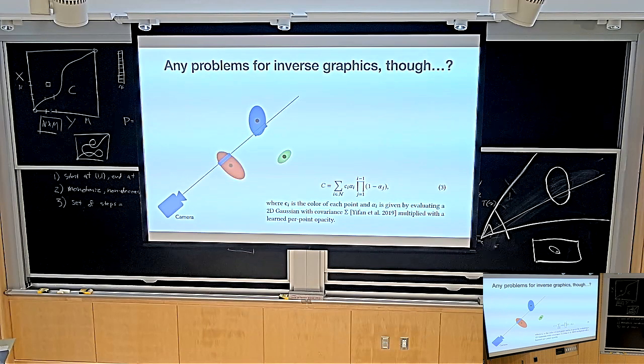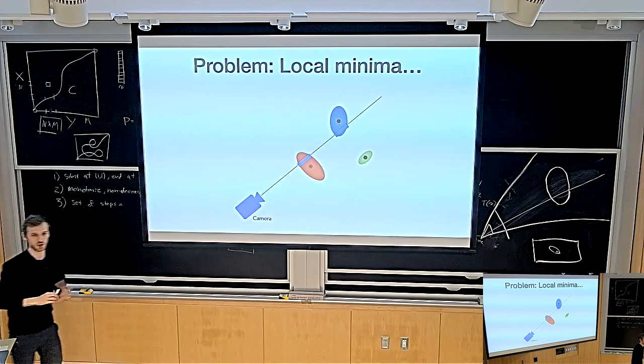Do you foresee any problems with this? Yes? I think it's similar to this, like having the Gaussians wander around during optimization. Yes. Did everyone hear that? That's exactly the problem. I think two of you alluded to this earlier, so good intuition. The problem is exactly local minima, right?